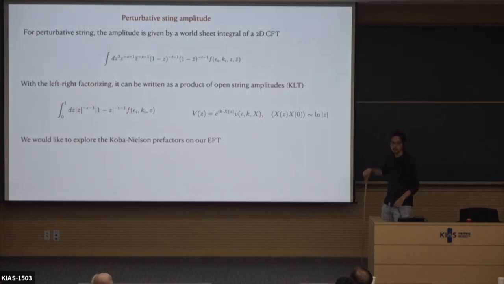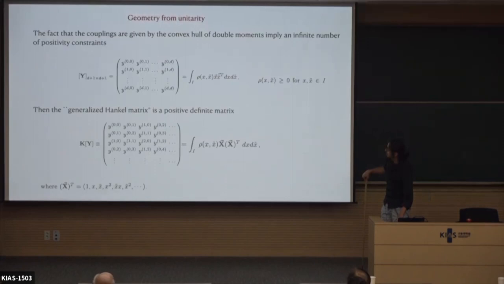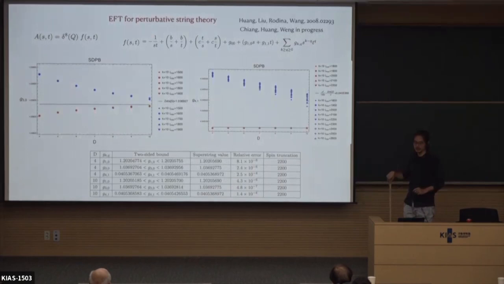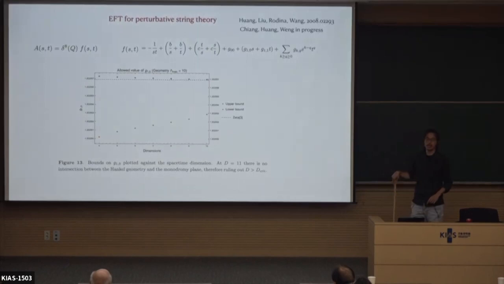You'll notice that I only test unitarity up to d equals 10. You might think that this is because I know the answer, so I only stop at d equals 10. No, actually, you can try d equals 11. And the point is that you can analytically prove that this is inconsistent at d equals 11. So there's no solution at d equals 11.